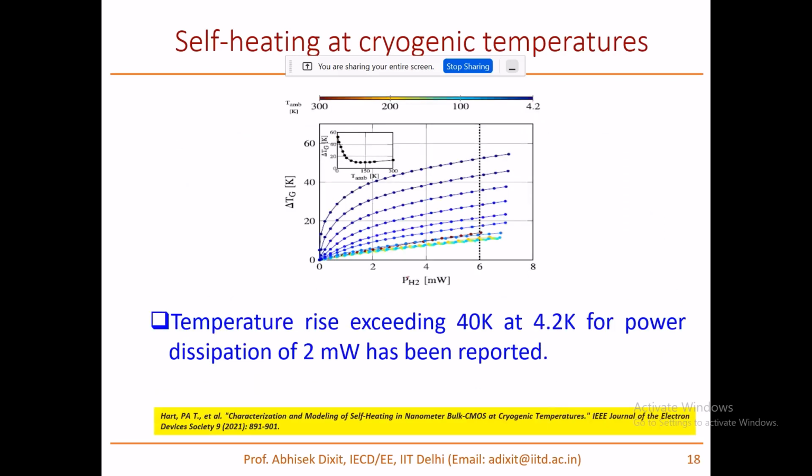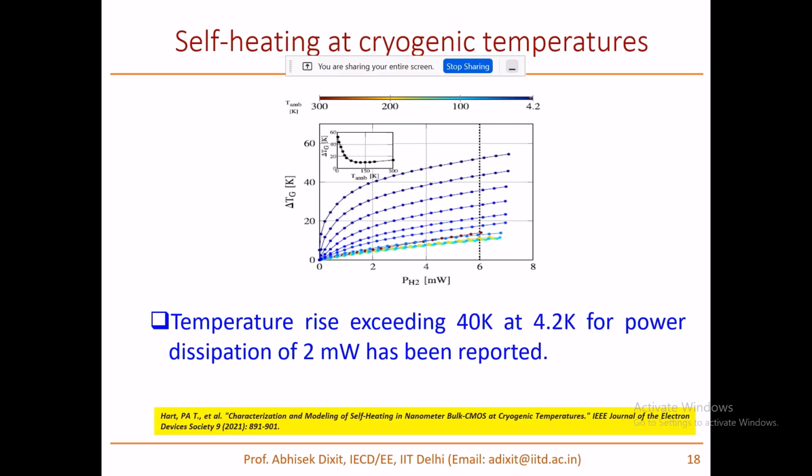So when self-heating happens, you can see, it's kind of an interesting slide. This is showing the change in the temperature of the gate, okay? And this is the power which is causing the self-heating. So as the power increases, the change in temperature will increase. Basically the gate will heat up, right? And you can see these contour colors, right? So 4.2 Kelvin is somewhere this dark blue color, right?